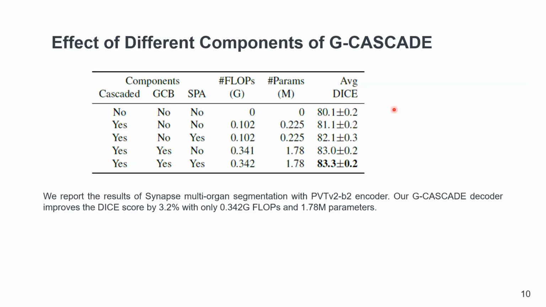Here we show the effect of different components of G-CASCADE. In this table, the first row contains the baseline without the decoder, so it has an 80.1% DICE score. When we add cascaded, graph convolutional block, or spatial attention, it improves the DICE score. However, when we use all these 3 components together, we get the best DICE score, 83.3%, with only 0.342 gigaflops and 1.78 million parameters. So that means we get a 3.2% gain in DICE score with minimal parameters.